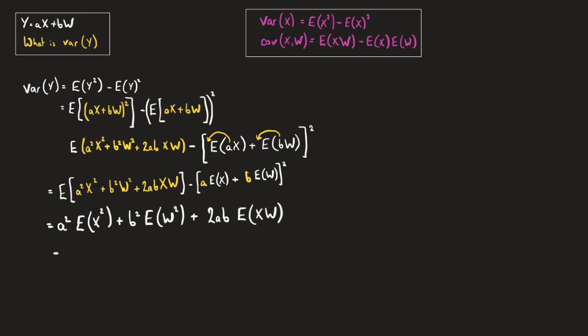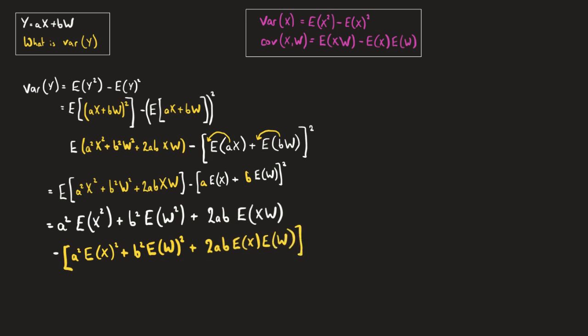So we're going to have minus, squaring the first term, we'll have a squared times the expectation of x all squared. Then we've also got b times the expectation of w, which we squared, giving us plus b squared times the expectation of w all squared. And then we've also got two lots of the cross product terms, giving us 2ab times the expectation of x times the expectation of w.